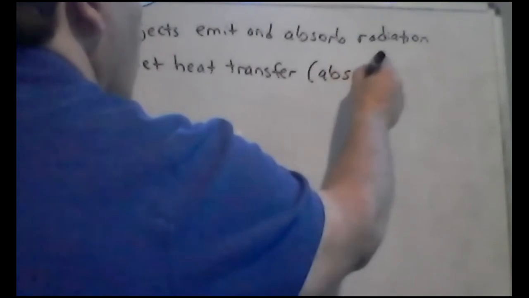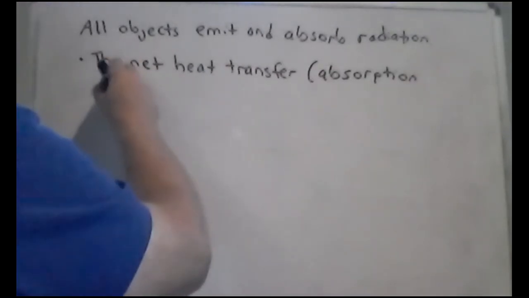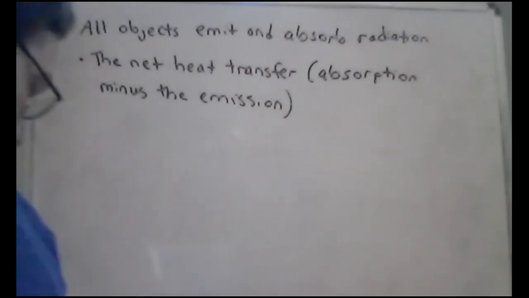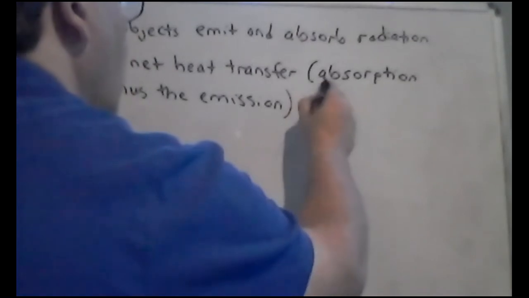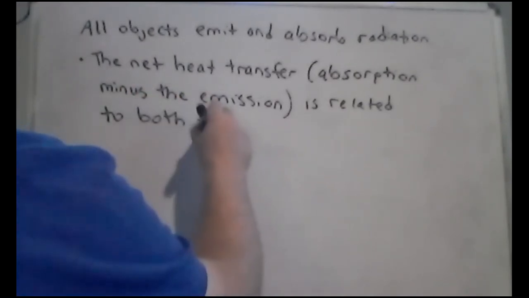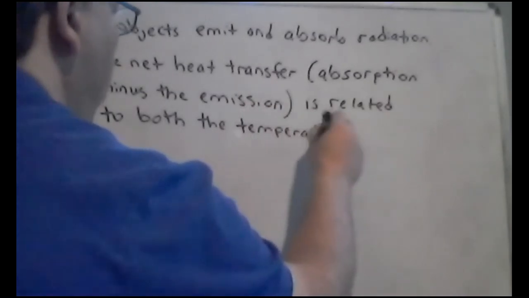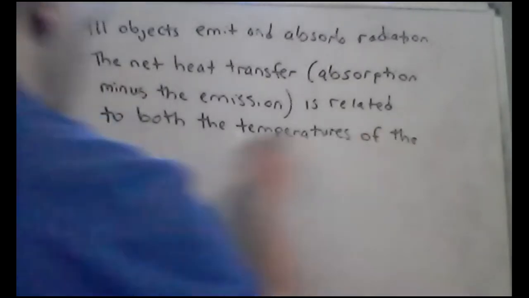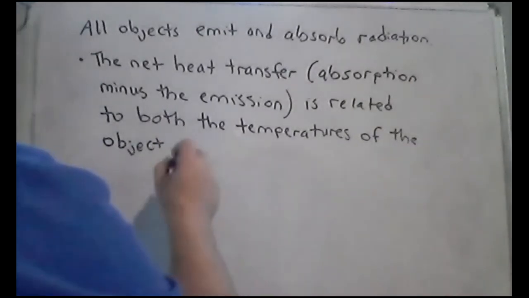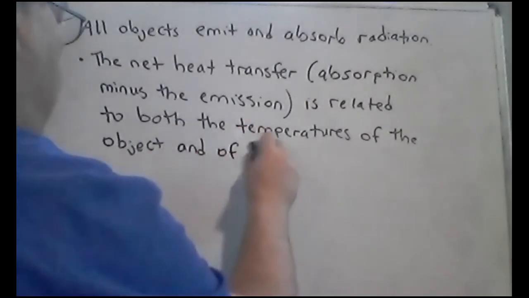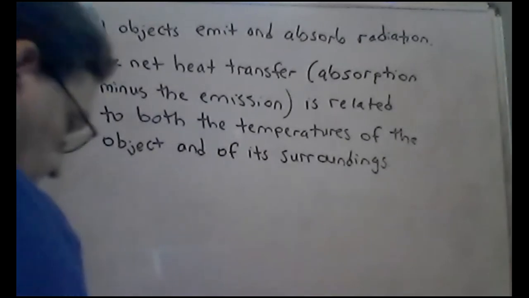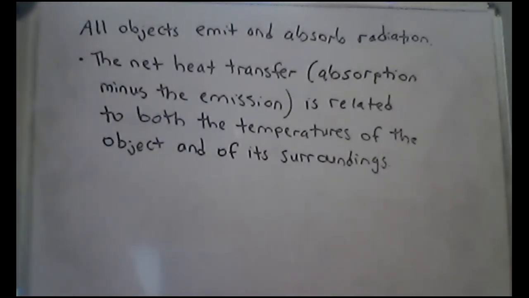The absorption minus the emission. Okay, so the net heat transfer is related to both the temperature of the object under study and the temperature of its surroundings. So you have to fix up the heat transfer formula to account for this. And it's pretty easy to do.